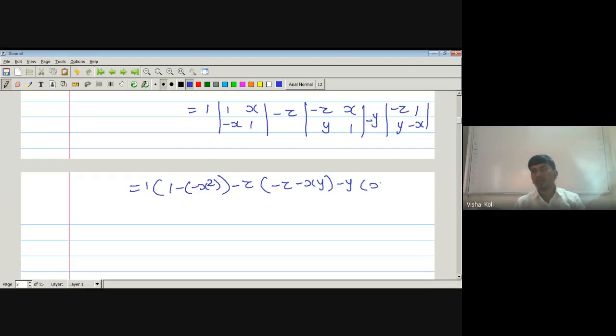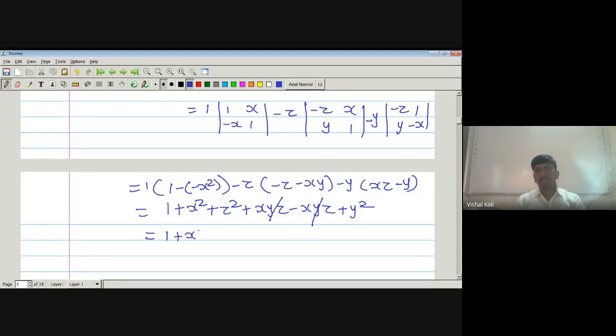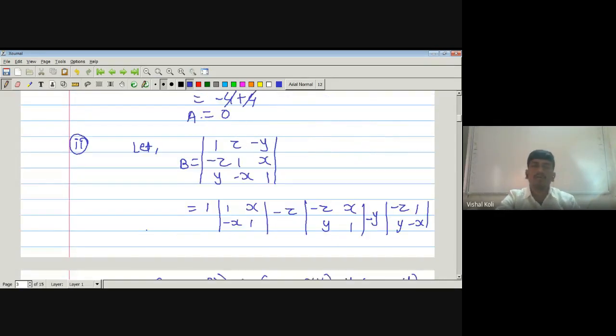Which is equal to 1 plus x square, minus of z into minus of z plus z square, minus xy plus xyz, minus of y into xz, which is minus xyz, minus y into minus y plus y square. The xyz terms cancel, and we get 1 plus x square plus y square plus z square, which is the value of b, and b is nothing but this above determinant.